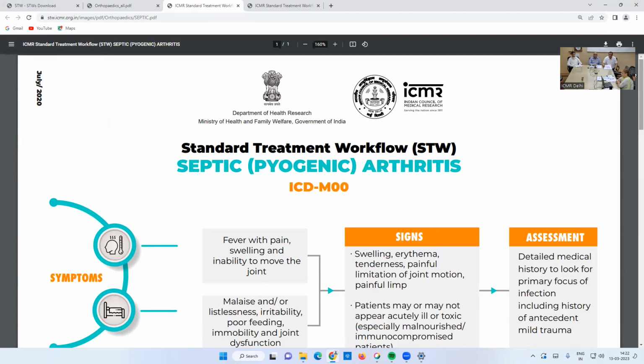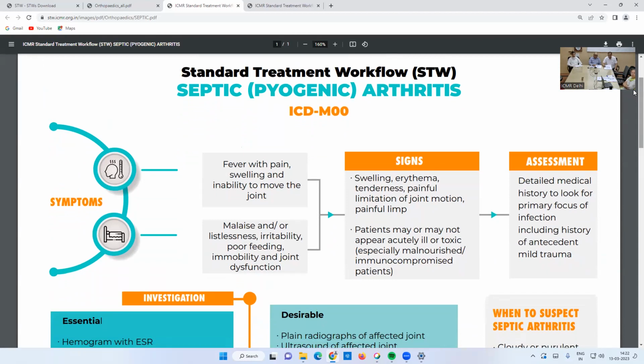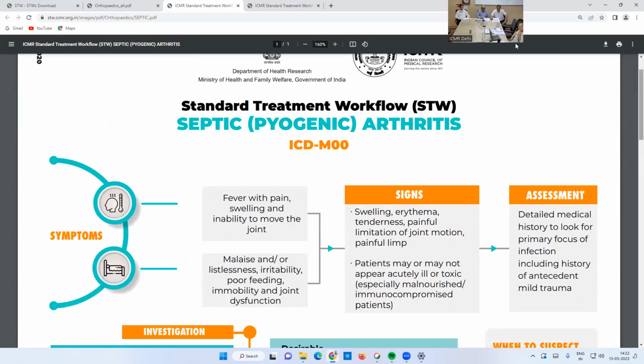Good afternoon, everyone. I'm Dr. Vijay Jain, and I'm thankful to Dr. Ashu and Dr. Goel for giving me the opportunity to present this. These STWs are made by experts in orthopedics and are based on various guidelines available nationally and internationally. Based on the consensus, we have made this septic arthritis STW, and irrespective of the joint involved, whether it is the knee, hip, elbow, shoulder, or any joint, we first have to identify the symptoms.